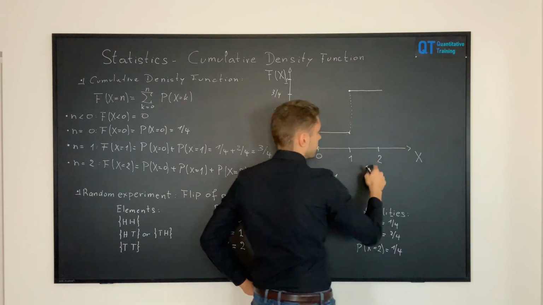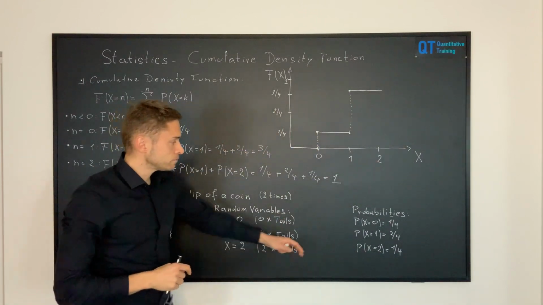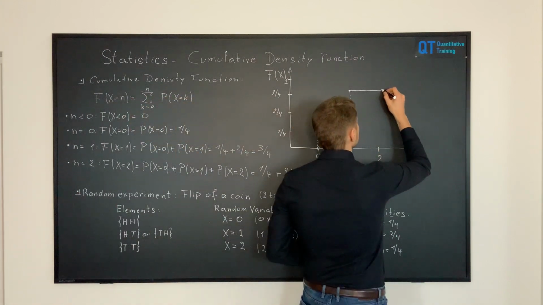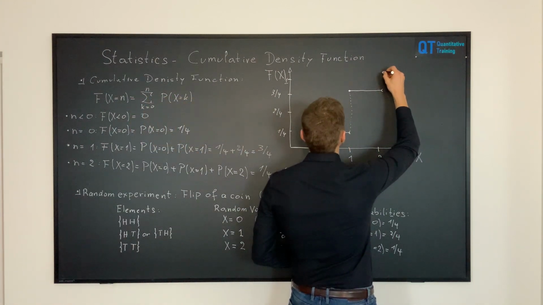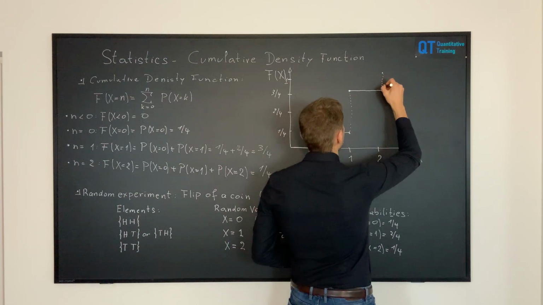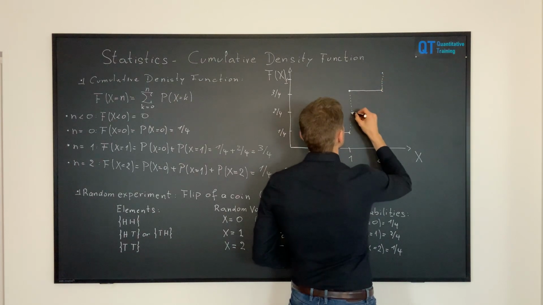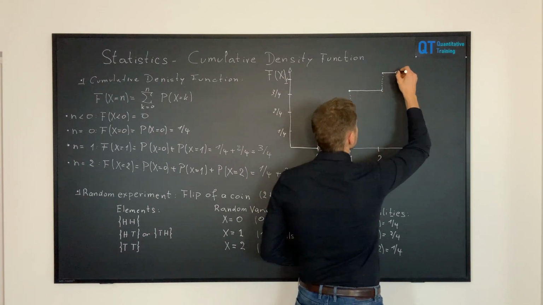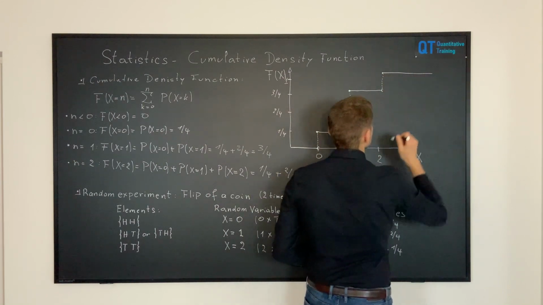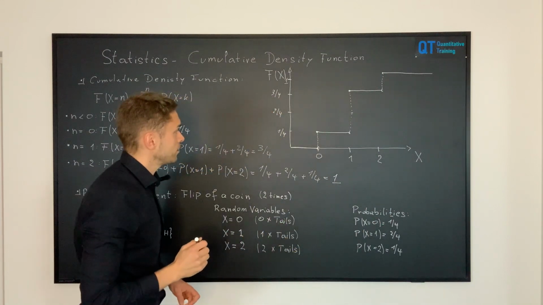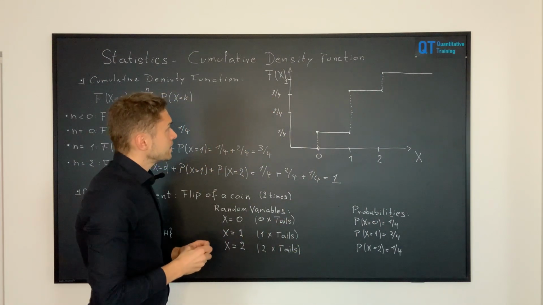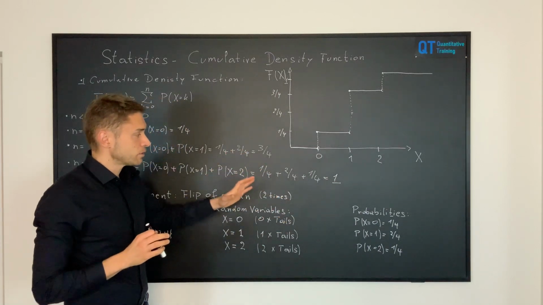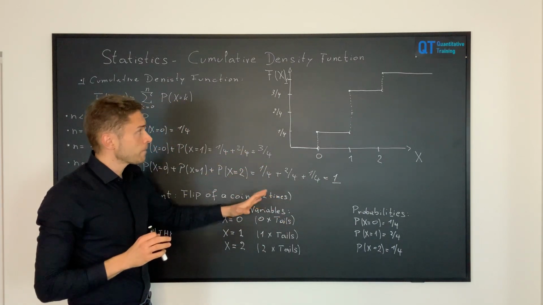And then suddenly at the value x equals 2, we have again a new jump. So this value is excluded here, and we jump up to the total probability 1. And from here on, there is no change again, because there is no additional random variable. So we see that a cumulative density function is actually the sum of the different associated probabilities.